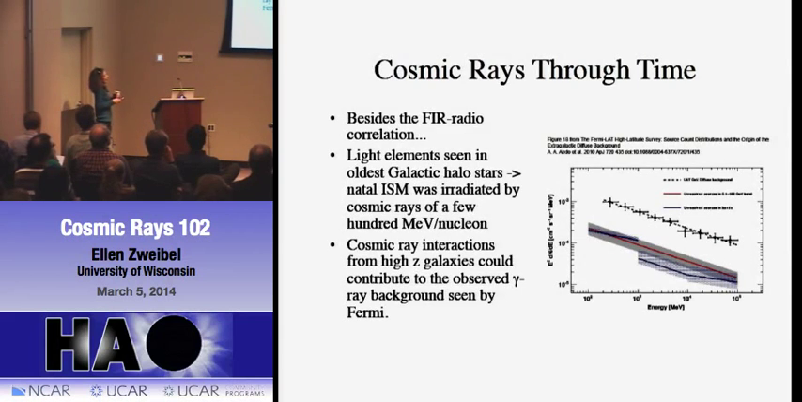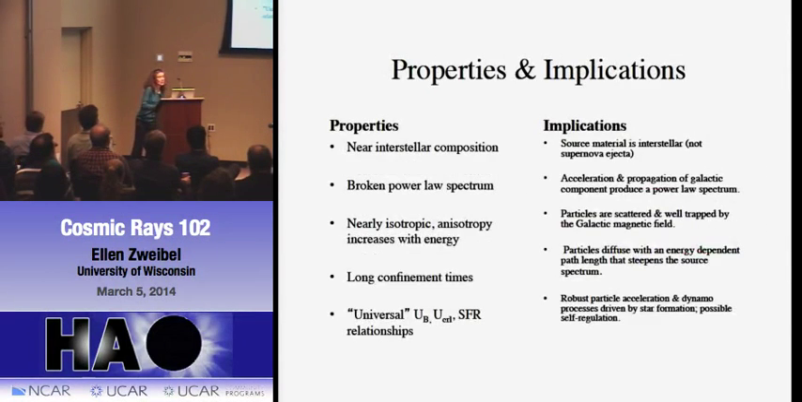If we go even further back to cosmic rays through time, the oldest halo stars show light elements, which is interpreted as due to irradiation of the material from which they formed by cosmic rays. So back when the oldest stars in the galaxy formed, there appear to have been cosmic rays. And of course, where there are cosmic rays, there are also magnetic fields. And this is an image from Fermi, estimating how much of the gamma ray background is due to point sources and how much of it is diffuse. And cosmic rays from galaxies at high redshift can contribute to this observed gamma ray background. So cosmic rays seem to be an enduring feature of the universe.